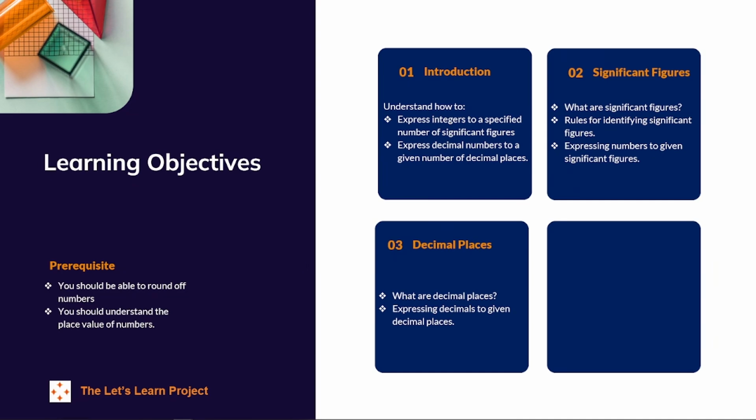To be able to go through this lesson, you should be able to round off numbers. That is, you should know how to round up and down numbers. As well, you should be able to know about the place value of numbers. That is, ones, tens, hundreds, thousands. You should be able to know the place value of each of the digits within a given number.